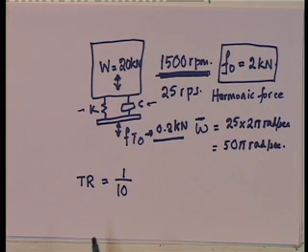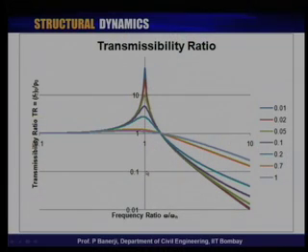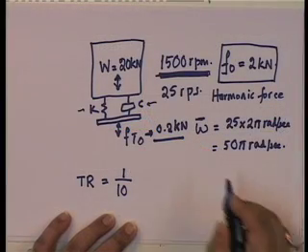Transmissibility becomes 0.1. In other words, transmissibility cannot exceed 0.1. If it can't exceed 0.1, that means this is the value. So, we come here. That means we are in this zone. If we are in this zone, we have beta greater than 0.2, and if beta is greater than 0.2, we know that the lower the damping, the better it is.